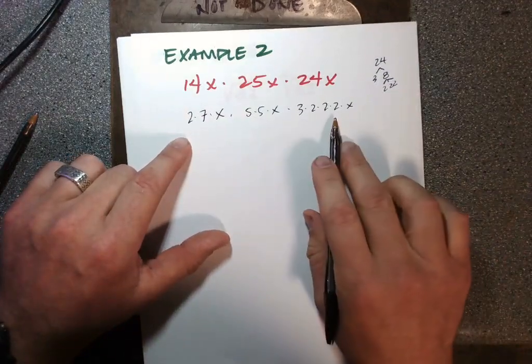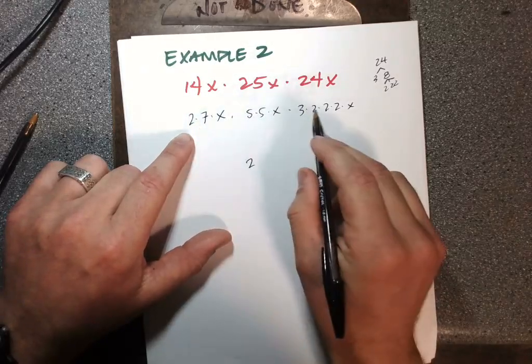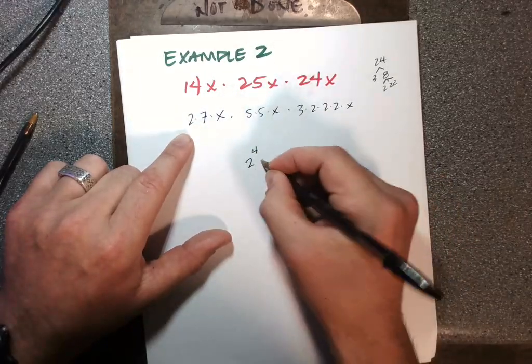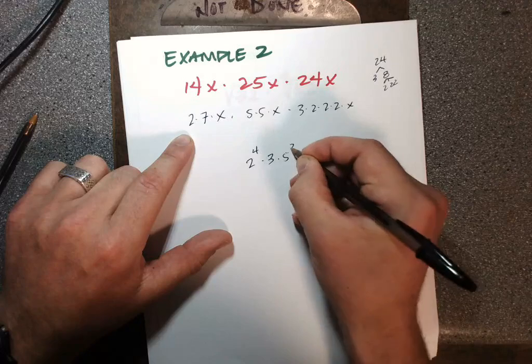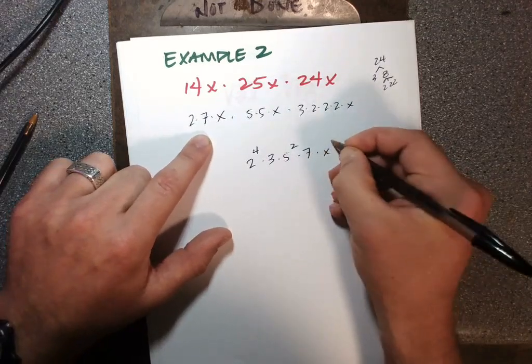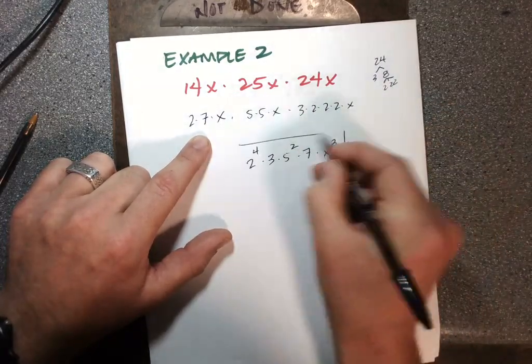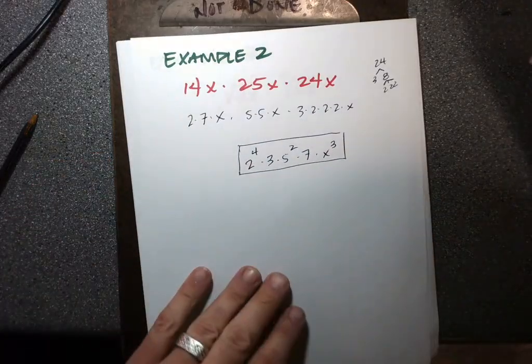And then if we write what we have here, let's just go 2 to the 4th power. There's 4 factors of 2. There's a factor of 3, there's 2 factors of 5, there's a factor of 7, and then there's 3 factors of x. And that's the goal here. We're going to practice it like that.